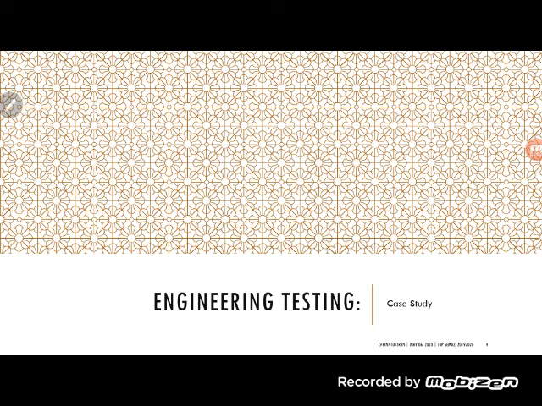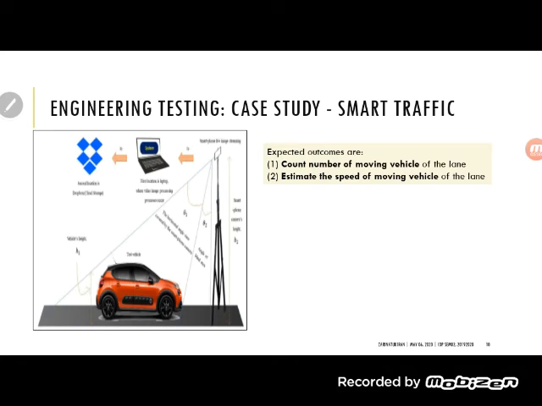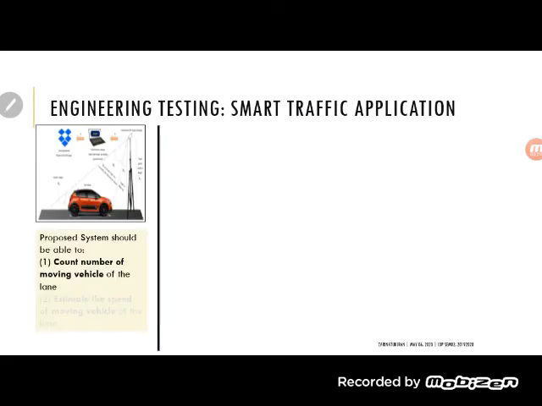So here I would like to show you one case study related to smart traffic application. In this example, the proposed system is expected to be able to perform two tasks. First, to count the number of moving vehicles on the lane. Second, estimate the speed of moving vehicles on the lane. So this is the test conducted to meet the first expected outcome, which is to count the number of moving vehicles on the lane.